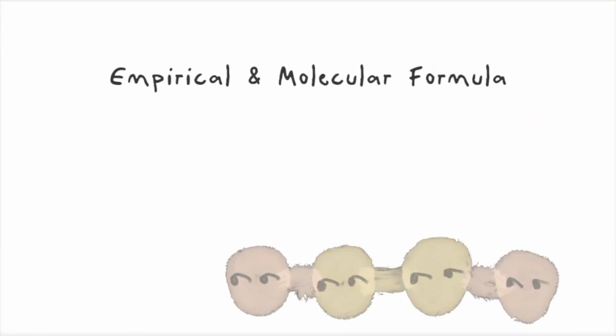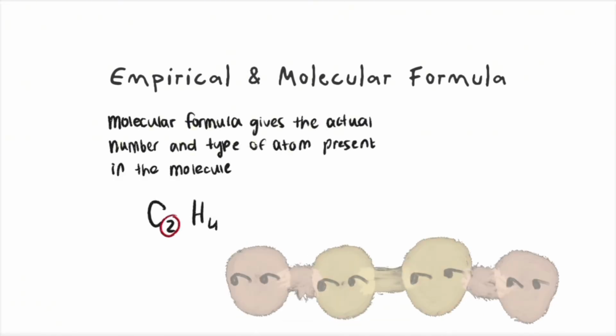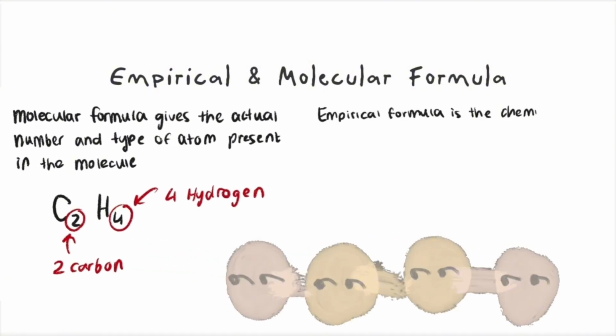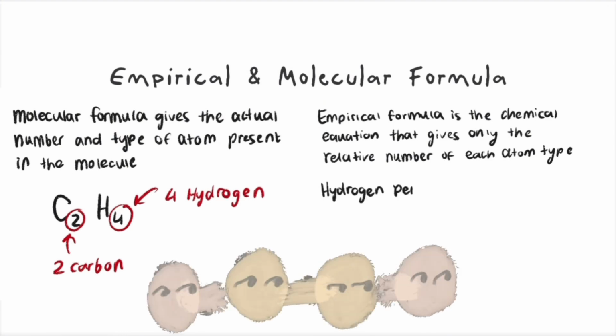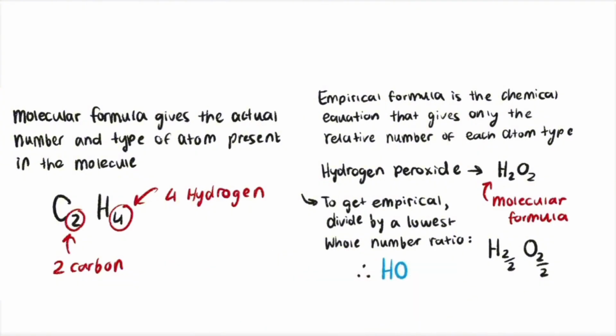Empirical and molecular formula. Molecular formula gives the actual number and type of atoms present in the molecule. Empirical formula is the chemical formula that gives only the relative number of each atom type. For example, hydrogen peroxide. To get the empirical formula, you divide by the lowest whole number ratio.